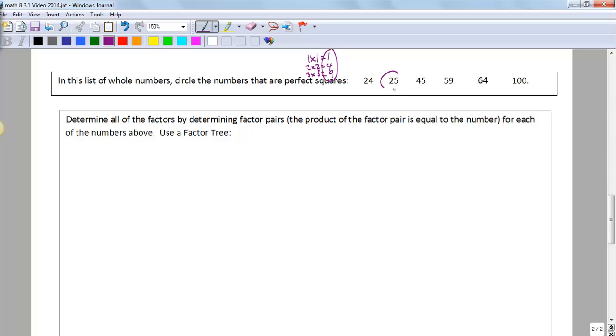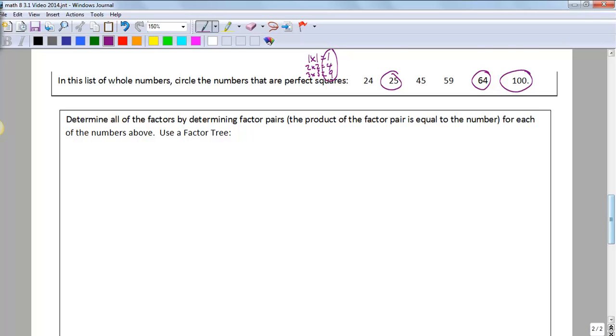So when I scan here, right, 5 times 5 is 25. 8 times 8 is 64. 10 times 10 is 100. The other ones, right, aren't two exactly the same. 6 times 4 is 12, but it's not the same number. So it's not a perfect square.